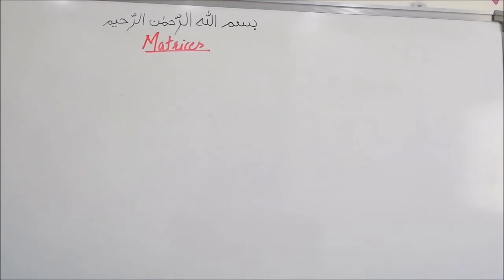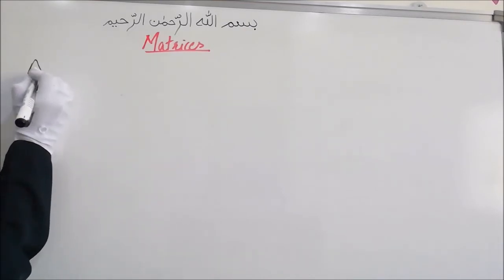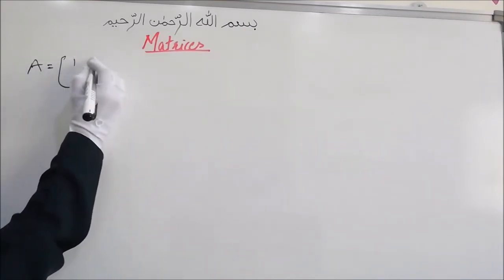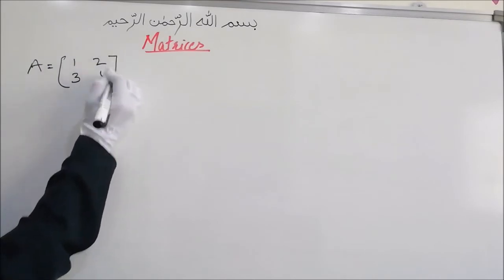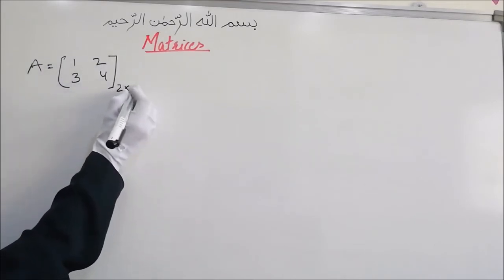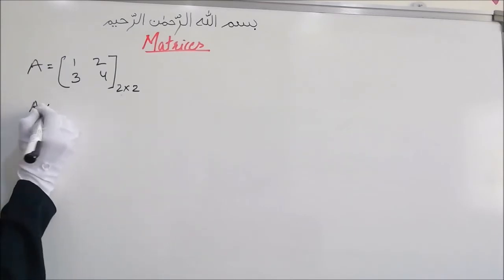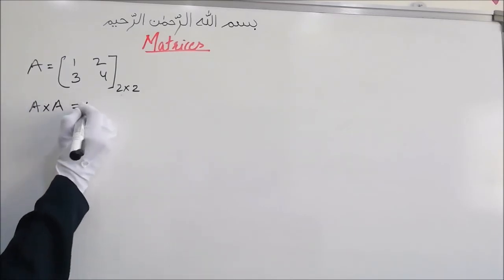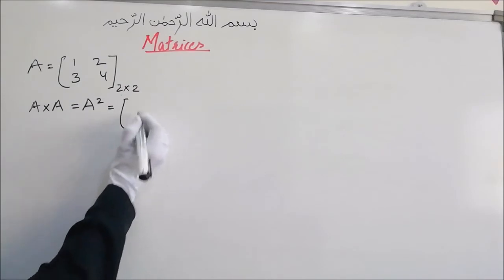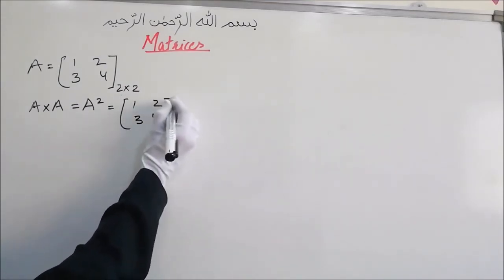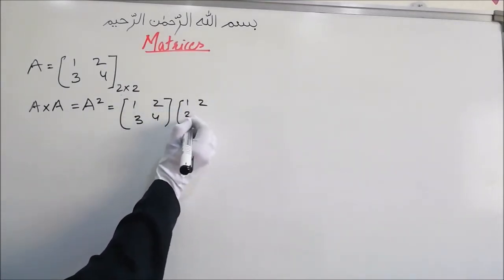So now let's go fast and see some stuff that you can do with matrices. I'm just going to consider a very simple 2 by 2 matrix, 1, 2, 3, 4. These are the elements. Now we can multiply a matrix by a matrix. If I say A into A, this can also be written as A squared. This will be 1, 2, 3, 4 multiplied by 1, 2, 3, 4.